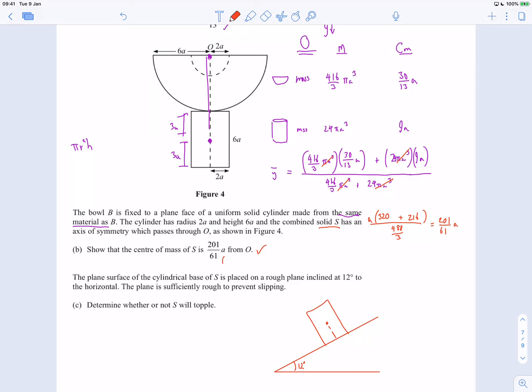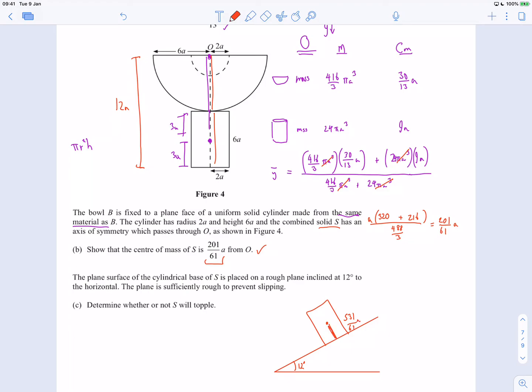Because if it's 201 over 61A from O, well, what's this total height here? This total height here is 12A, isn't it? Because I've got 6A of there and 6A there. So really all I need to do is 12 minus that fraction, which is 201 over 61, and I get 531 over 61A.